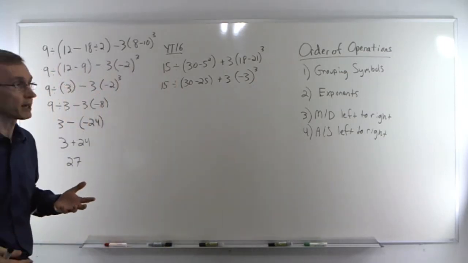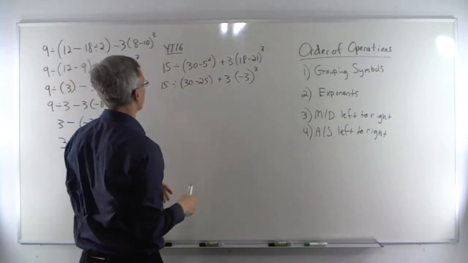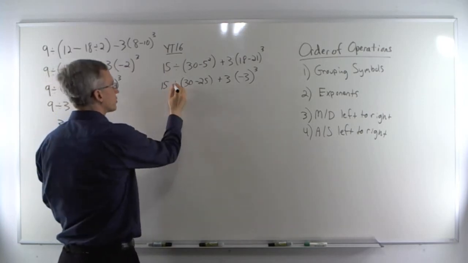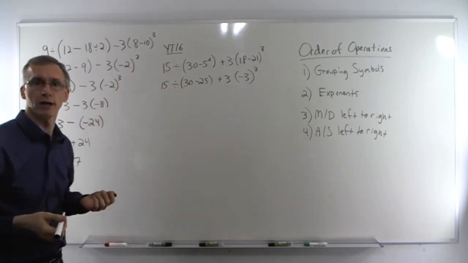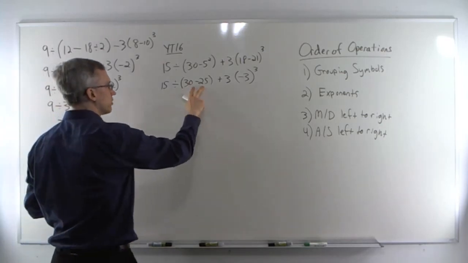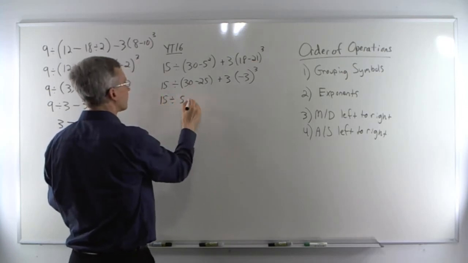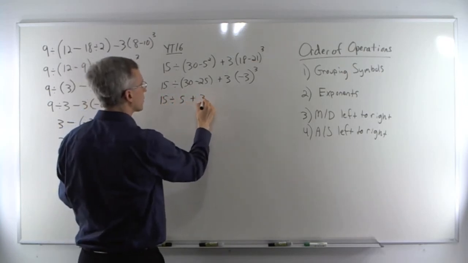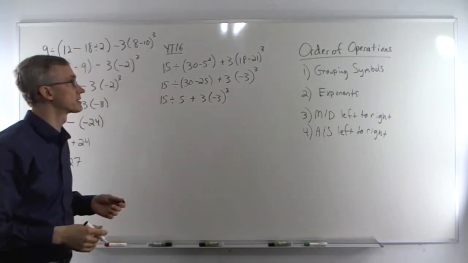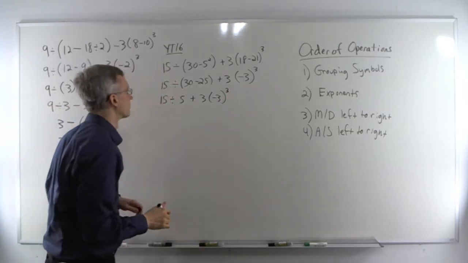And when things get more complex like this, I recommend keeping things kind of in their lanes. Copy things down that you're not operating on directly below them. It helps to keep things organized. I can continue on here. 30 minus 25 is 5, so we get 15 divided by 5 plus 3 times negative 3 to the third power. And that completes simplifying within the grouping symbols. So now we're ready to move on to exponents.